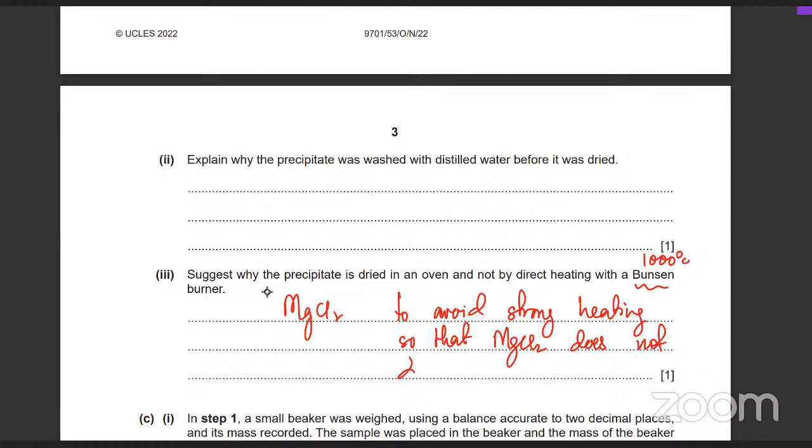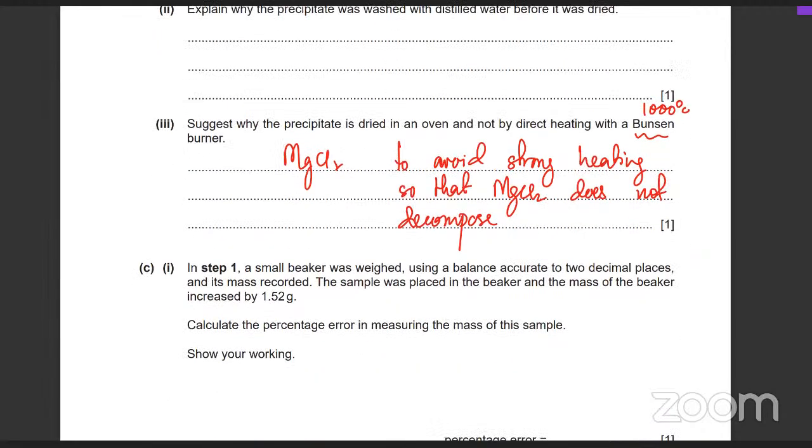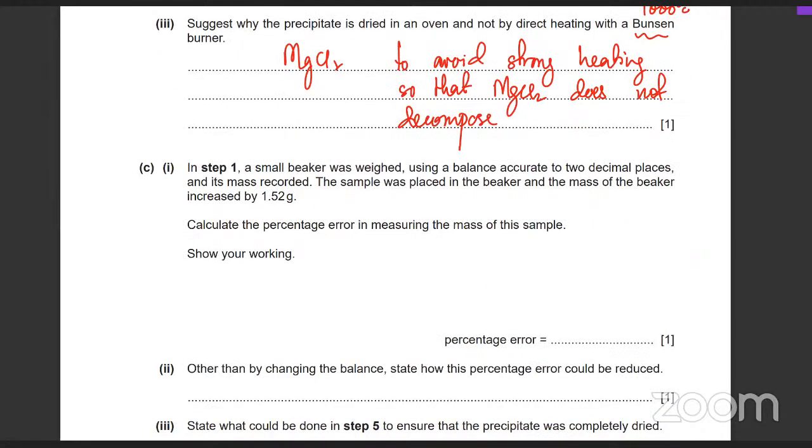It does not decompose. As a step one, a small beaker was weighed. I think this is a separate question. A small beaker was weighed using a balance accurate to 2 decimal places, and its mass recorded. The sample was placed in the beaker, and the mass of the beaker increased by 1.52 grams. Calculate the percentage error in measuring the mass of the sample.